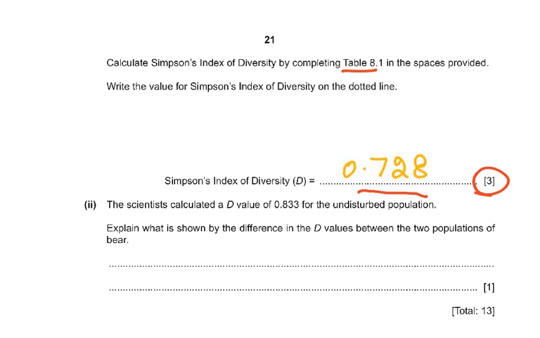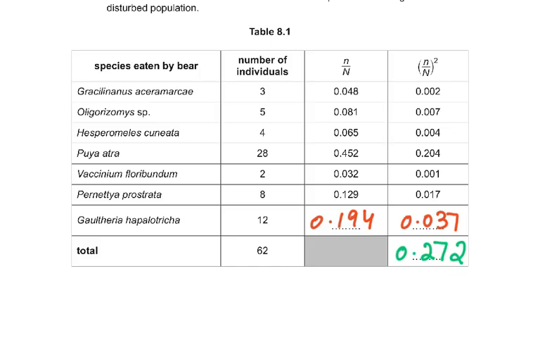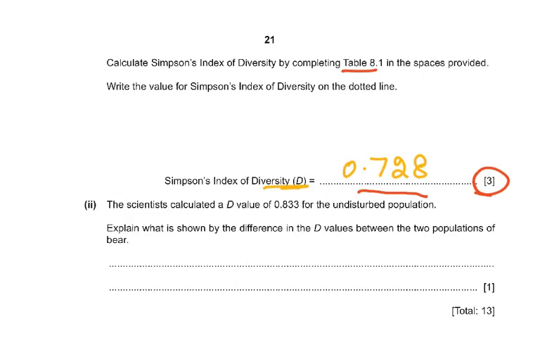So how are you going to get the 3 marks? 1 mark for calculating the Simpson's index D. This one got you 1 mark. And then getting this line right got you 1 mark. And then getting this line right got you 1 mark. So 3 marks. And this is how you got your 3 marks.